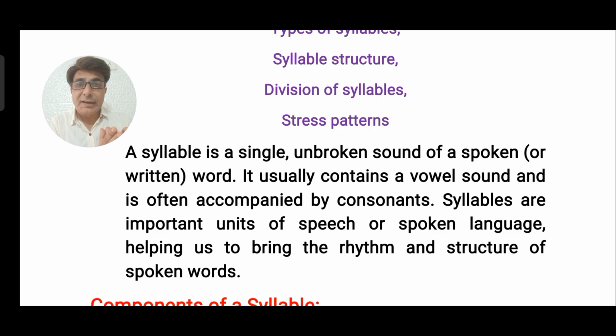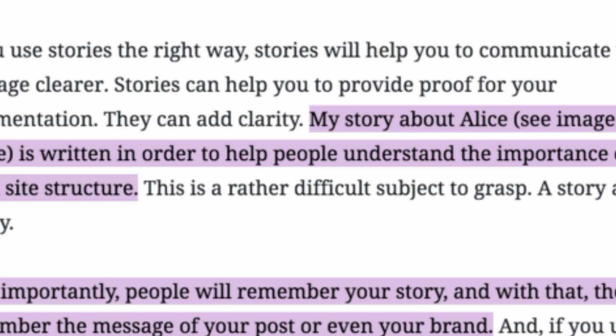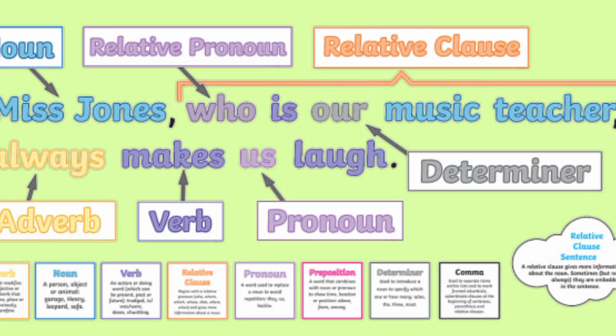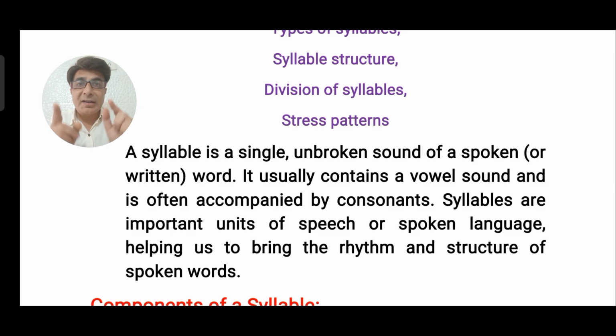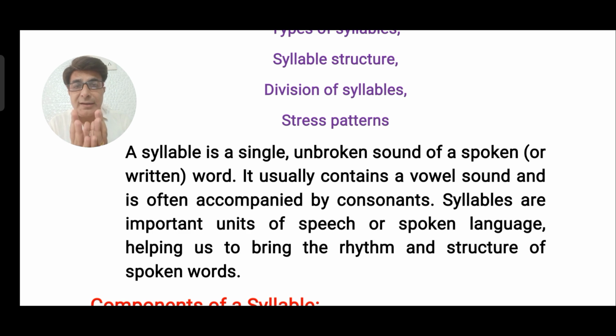What a syllable is. A paragraph can be broken into sentences, and sentences can be broken down into words. But when the words are further broken down into different parts, they are known as syllables. So a syllable is the smallest unit of a language. It is a single unbroken sound of a spoken word. So one word when we speak in English can have more than two syllables.